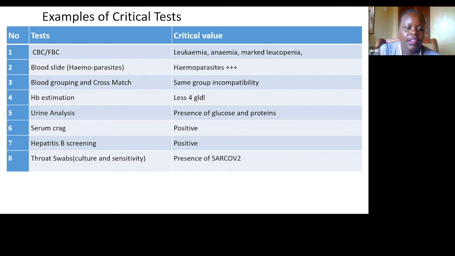It is useless for us to get a result of low HB after 10 hours when the patient is actually in the mortuary. So the issues of critical care and turnaround time are very important in ensuring preservation of our patients' lives and prevention of death. And as our millennium goals are about improving the health of our people, it is important that the care we give to our people is really good, to avoid anything that would come in and affect the lives of the people we take care of.